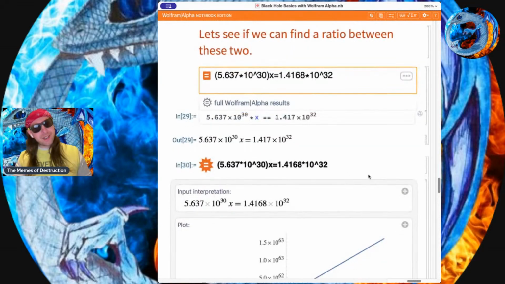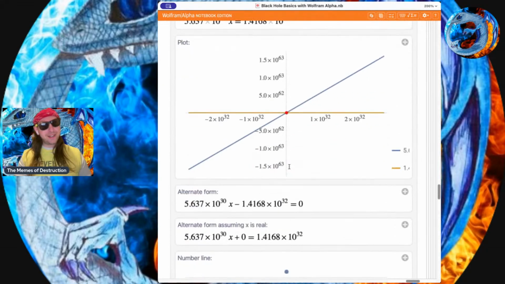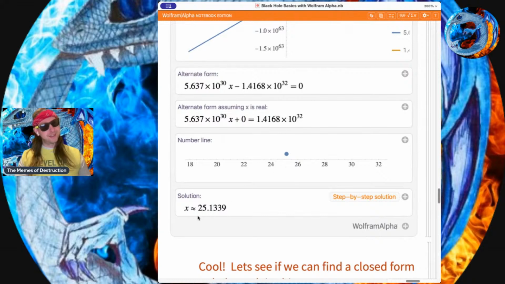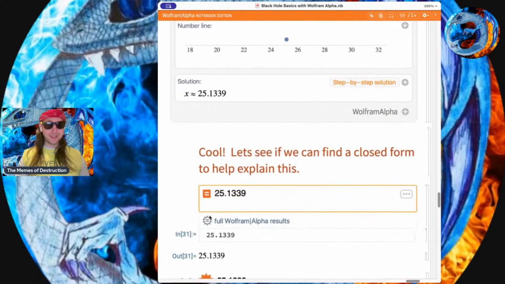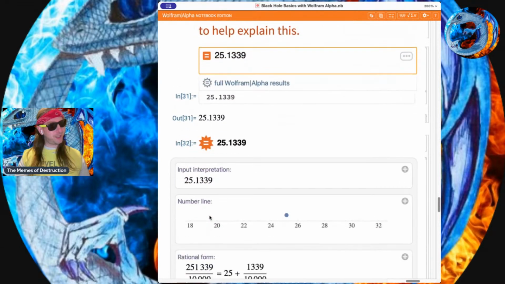But, all right, so we solve that here. What do we get? Oh, 5.13 there. That's a cool number. Not too big. Let's see if we can find a closed form that might explain what's going on.